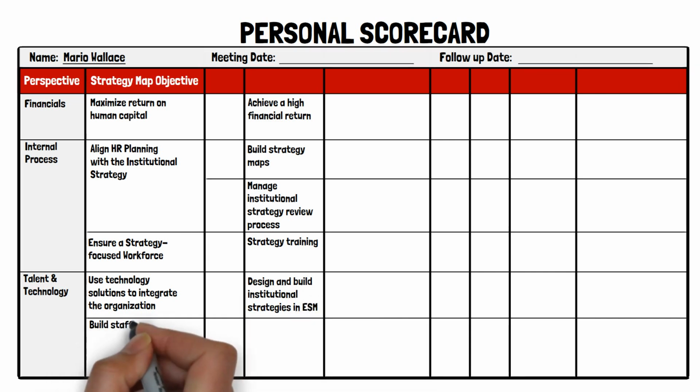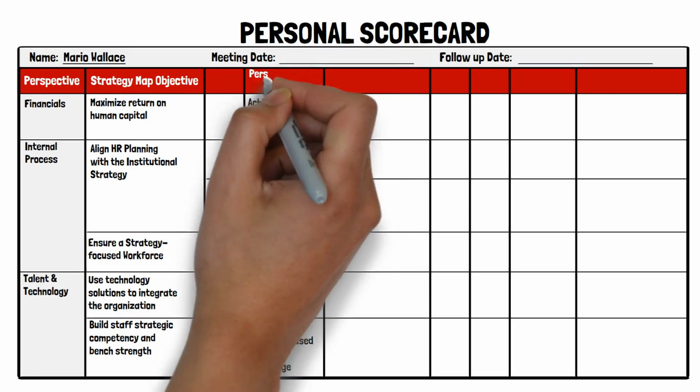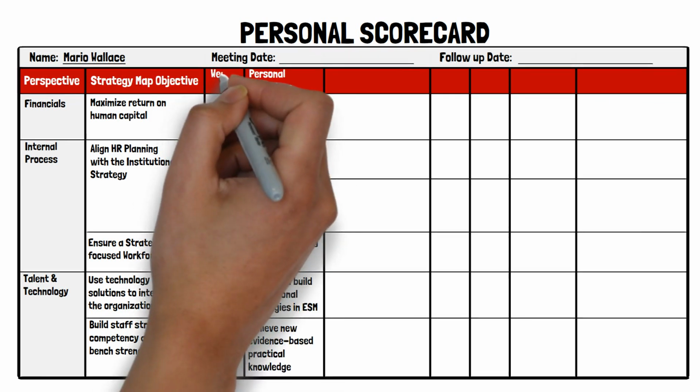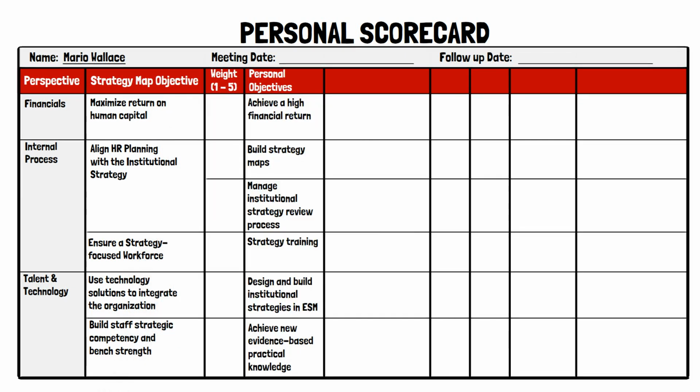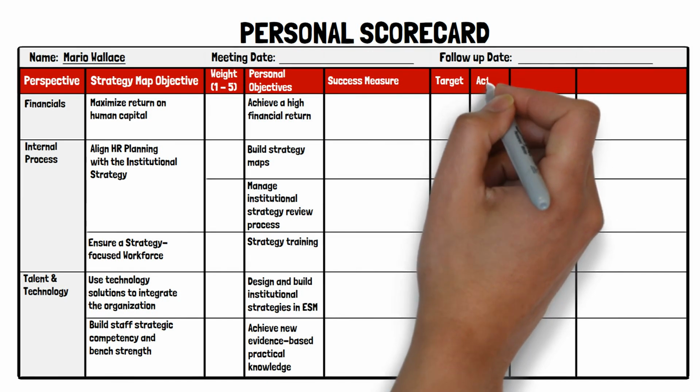The last one is to build staff strategic competency and bench strength. Remember that this cascading of objectives is for the employee who is managing this personal scorecard. This personal objective is related to the development of the employee's skills, knowledge, and attributes who owns this personal scorecard. To the right are the measures that support personal objectives. To the right, we weigh each objective using a Likert scale from 1 through 5. Next to the measures, we have the targets that must be achieved.